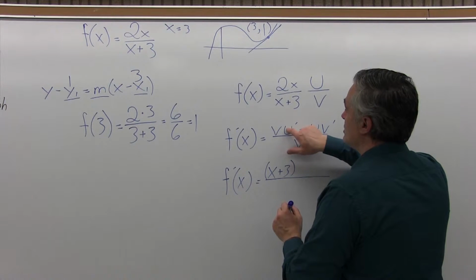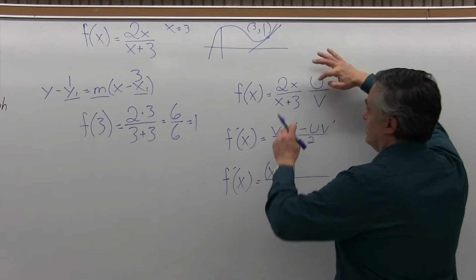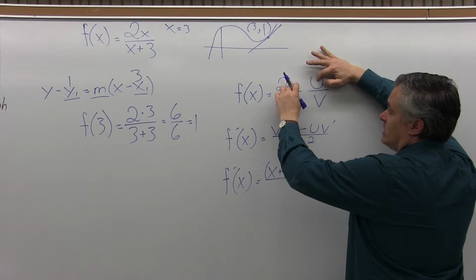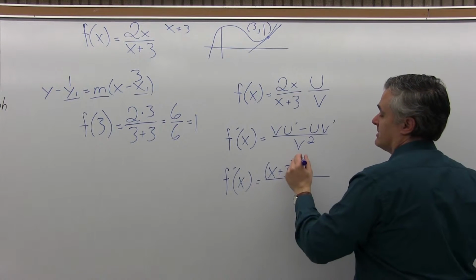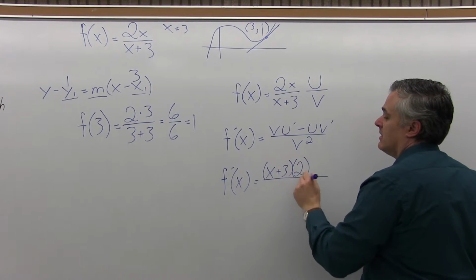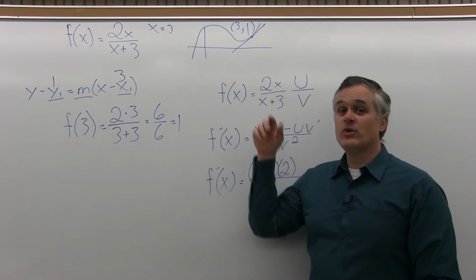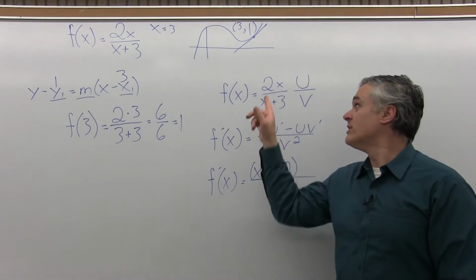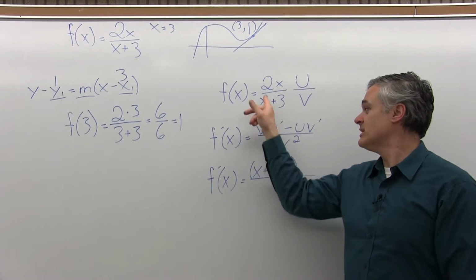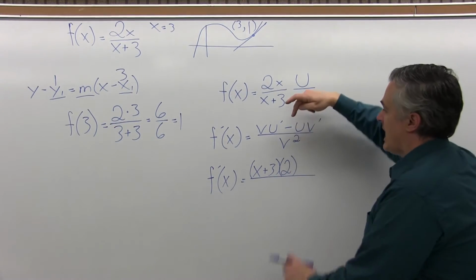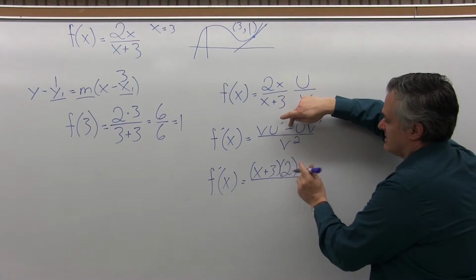Then the next piece is u prime. So u is the numerator of the function, which is 2x. U prime is the derivative of that 2x, which is just 2. Again, when you have just an x to the first power, the derivative is whatever the number in front of the x is, which is 2. That's why my u prime is 2. Now I'm at this part of the formula, the minus.